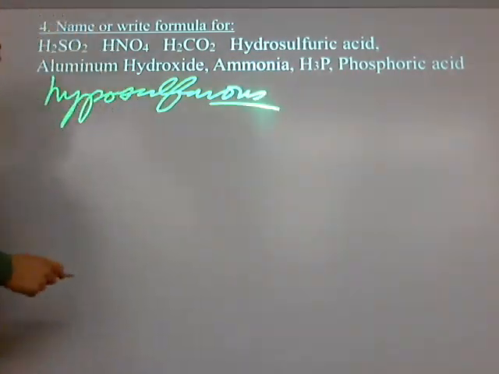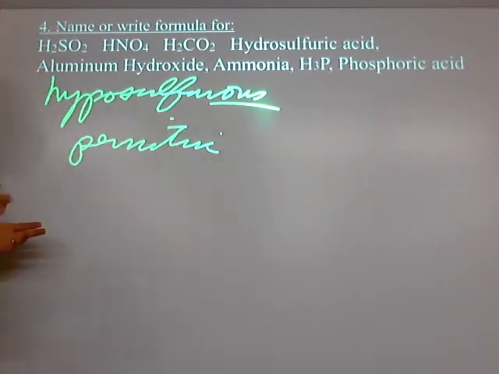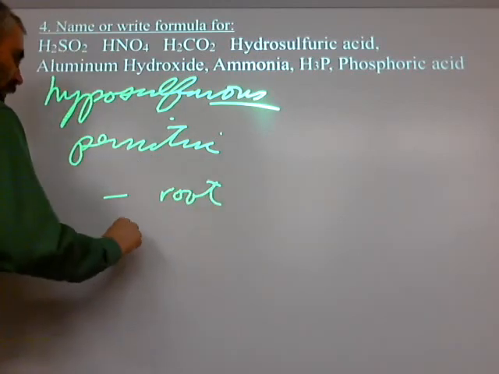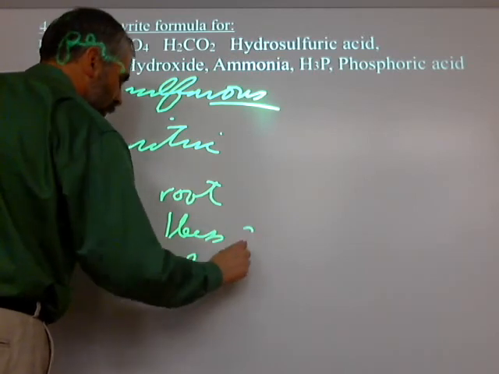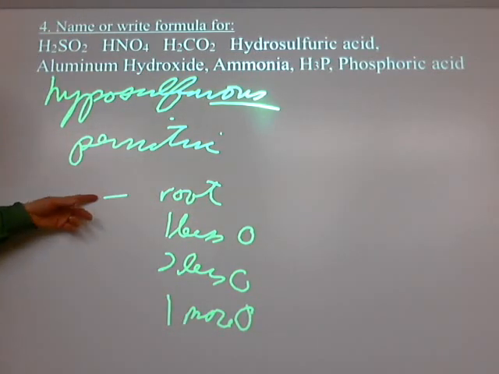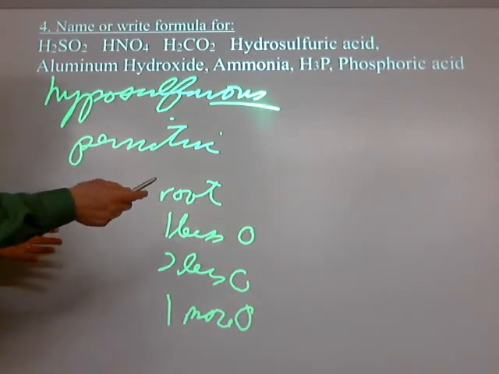Hyposulfurous. Good. How about HNO4? Pernitric. Now look, here's your basic rundown. You have your root word. You have 1 less oxygen, 2 less oxygens, and 1 more. The root word is whatever it is on the common ion sheet. It could be SO4, SO3, or NO3.